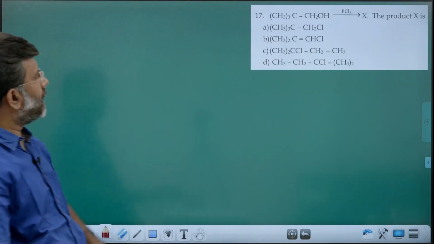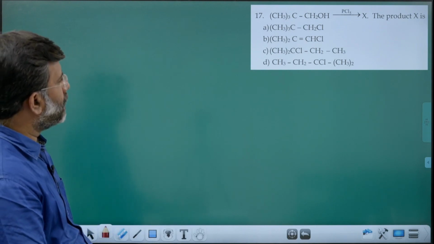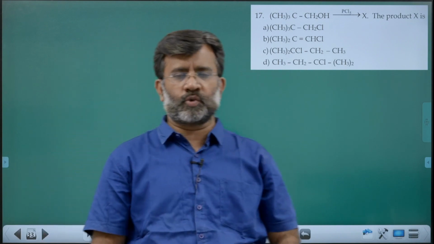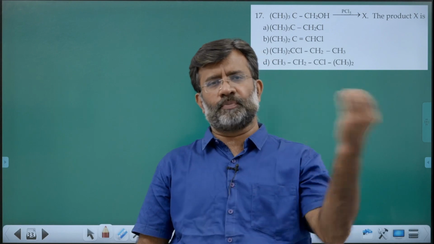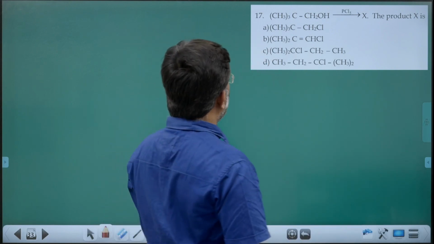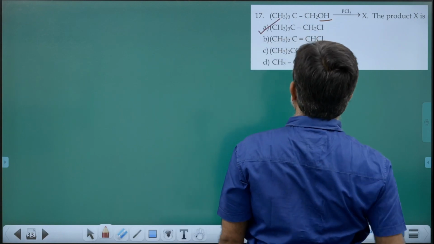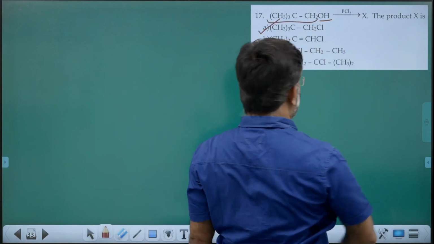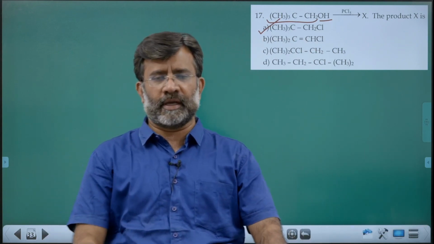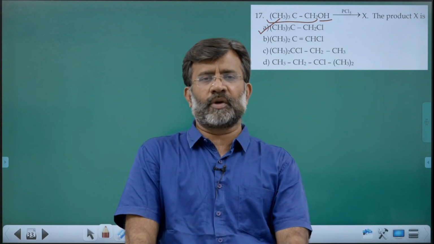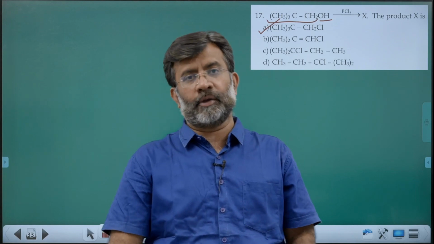17. (CH3)3CCH2OH with PCl5. See, PCl5 gives a substitution reaction simply by SN2 mechanism. OH group is replaced by chlorine, that's all. OH group will be replaced by chlorine, and the answer is option A. No other change. It's promoting an SN2 type mechanism, no other changes, no ionic mechanism.